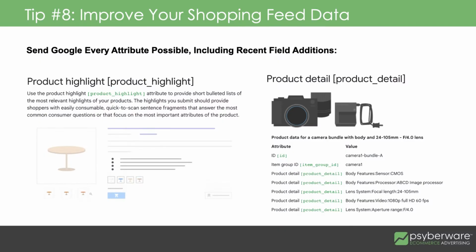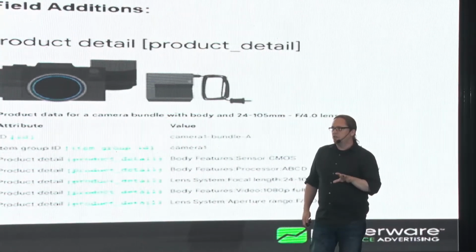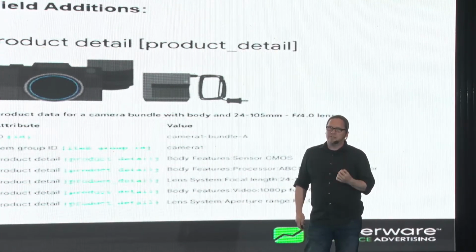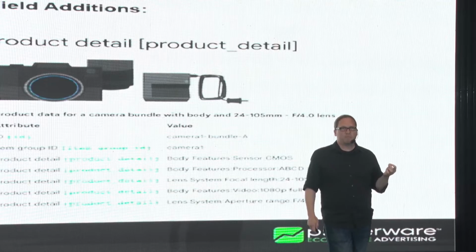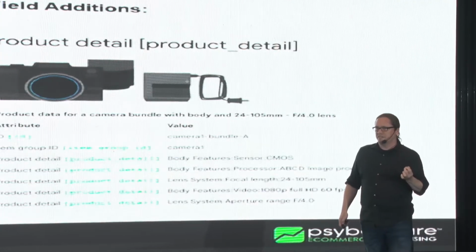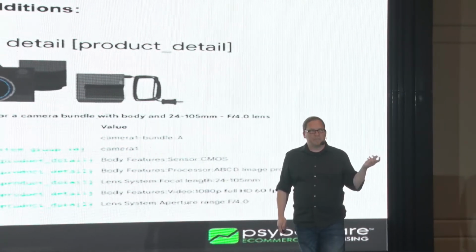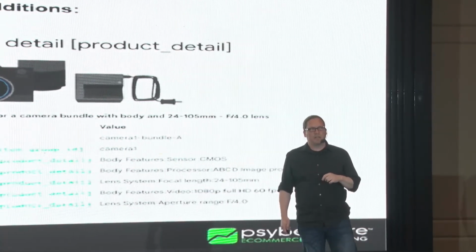Last point on shopping feeds is that the feed specification changes every year. And many merchants and development agencies are still using the best practices of 5 or 10 years ago. There are new fields that you can take advantage of, like these two. These have been out for 2 years now. Product detail and product highlights.